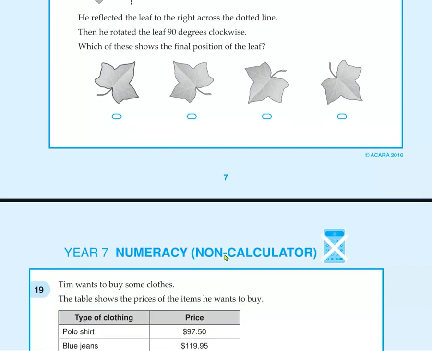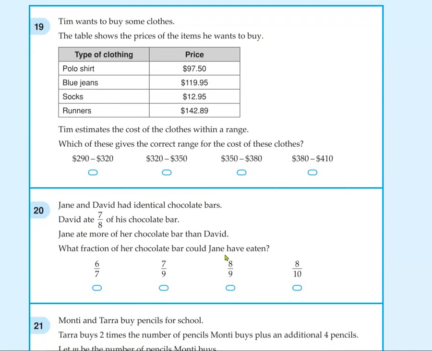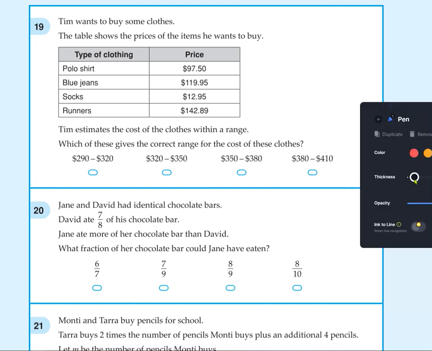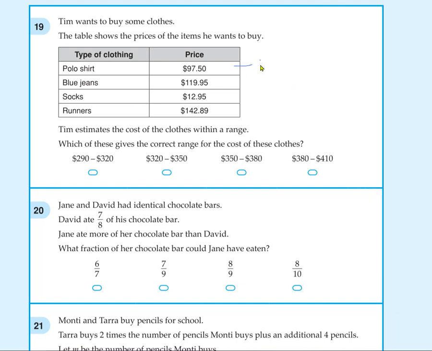again. We're just about to go through part two. So, maybe slightly harder questions here. Tim estimates cost within a range, which gives the correct range for the cost of clothes. So I guess very roughly, I could say this is about 100, about 120, this about 10, this about 140. Roughly, we're just adding a couple of dollars here and there. So it's 220 plus 150, 370.